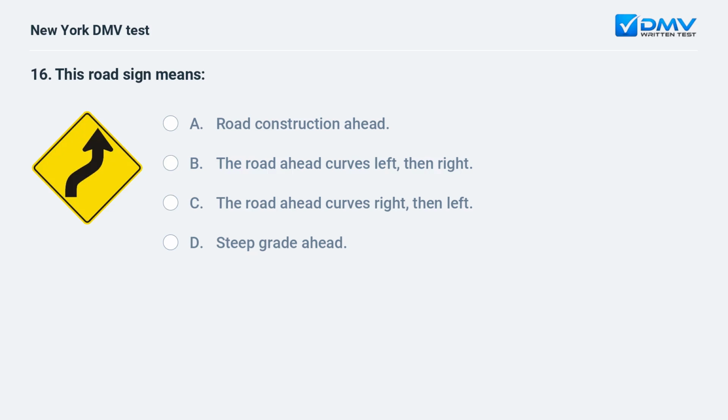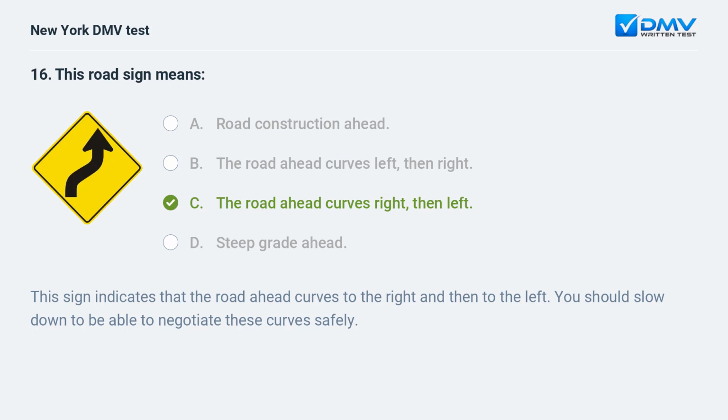This road sign means A. Road construction ahead. B. The road ahead curves left, then right. C. The road ahead curves right, then left. D. Steep grade ahead. C. The road ahead curves right, then left.